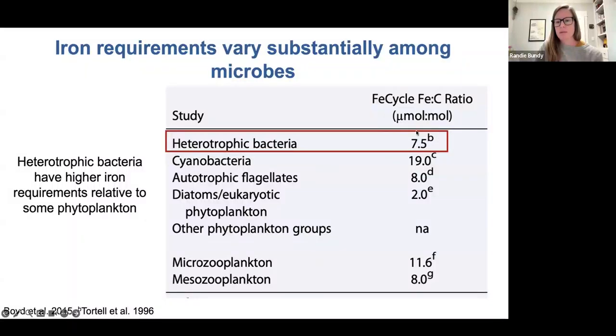One of the previous estimates that we've had is this 7.5 number, and this is from Phil Tortell in the 90s. Relative to other groups, they have relatively high iron requirements, but maybe less so than the average cyanobacteria, for example, and more than the average diatom or other eukaryotic phytoplankton. So from this initial estimate, we thought they maybe have a mid-range iron quota. I'm going to come back to this 7.5 iron to carbon ratio, so try to think about that later in the talk. But this is what we've understood previously about how much iron heterotrophic bacteria might need.